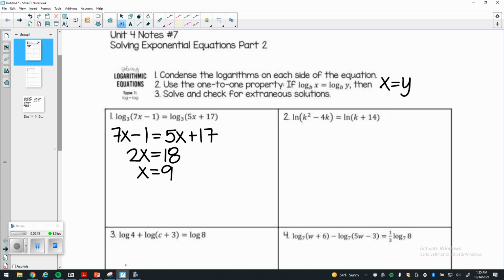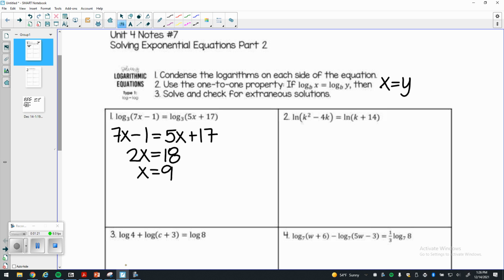Yes? Now, plug 9 back in for x on the left side. 7 times 9 is 63, minus 1 is 62. So this is log base 3 of 62. Plug it over here. 5 times 9 is 45, plus 17 is 62. So you have log base 3 of 62 equals log base 3 of 62. We're all good there. Yes?